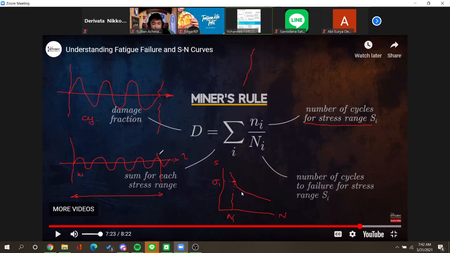Okay, so in the analysis for Miner's rule, we have to estimate. Usually for the design, if the cycle number is larger than 1 million or 10 million cycles, if the cycles is larger than this, we call this infinite life.